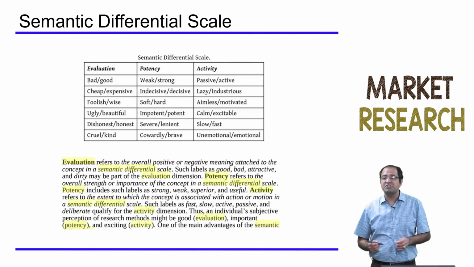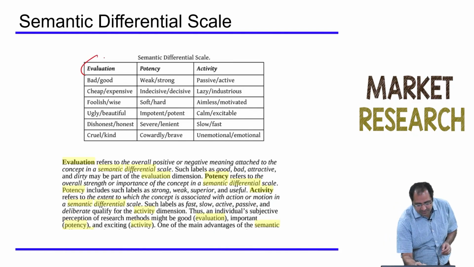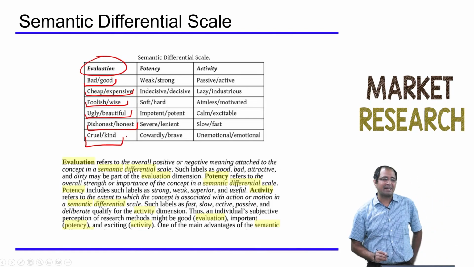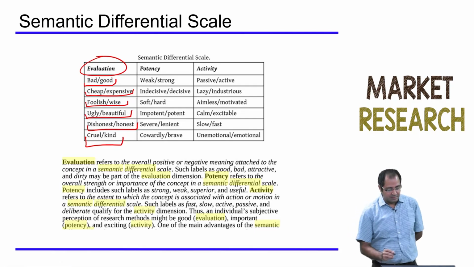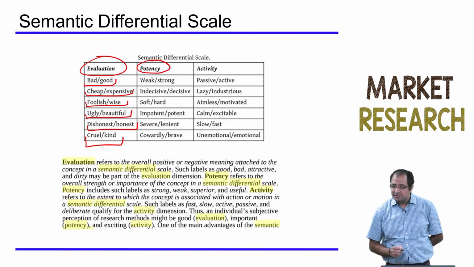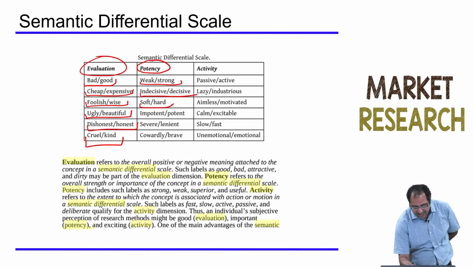Now in semantic differential we can have three types of items. One is evaluation based, where the descriptors on opposite sides will be bad, good, cheap, expensive, foolish, wise, ugly, beautiful, dishonest, honest, cruel and kind, depending upon the kind of product category you are talking about. The second one items can be about the potency, how weak or strong, decisive, indecisive, soft, hard, important, potent, severe, lenient, cowardly, brave.